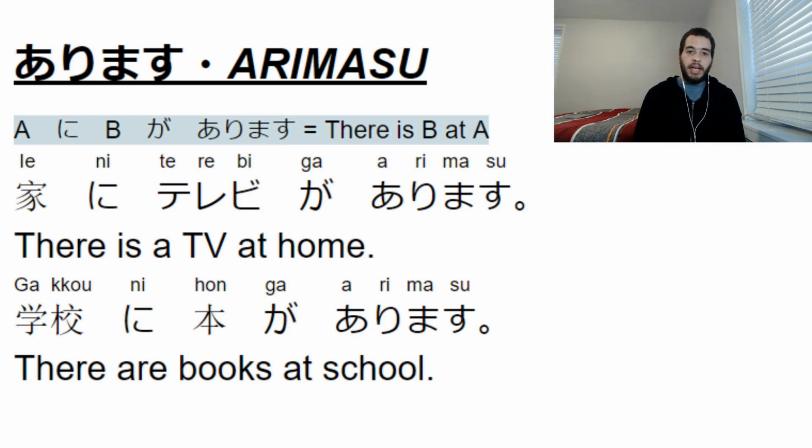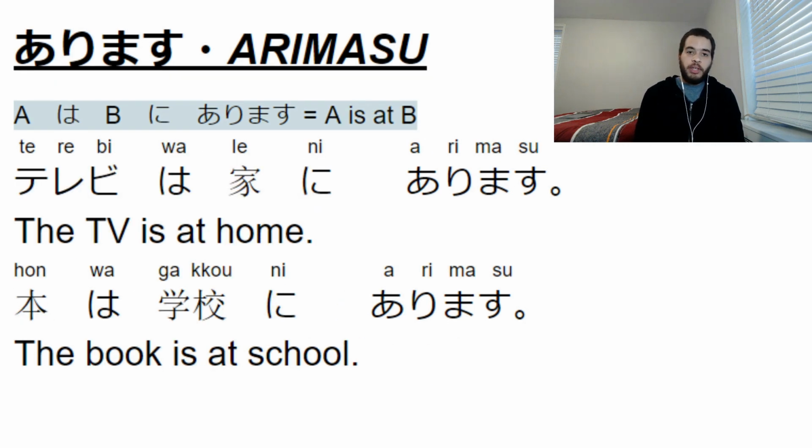Next we have 学校に本があります. 学校 school に at 本 book あります have. School at book have. There are books at school or there is a book at school or I have a book at school. All depends on the context.